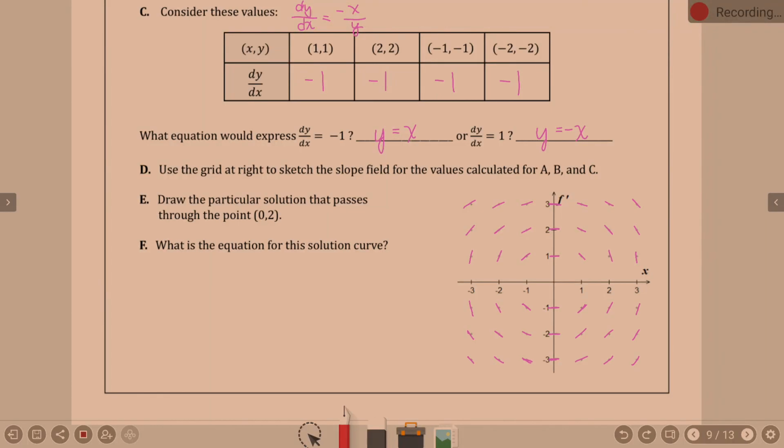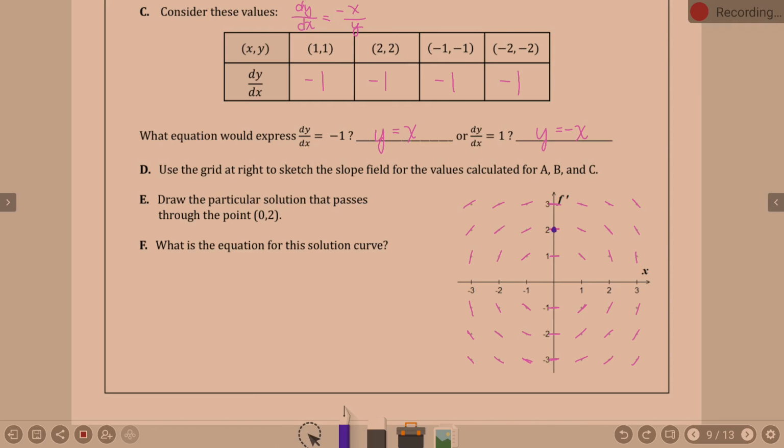Picking back up in lesson 7-2, we ended Wednesday by finishing our slope field. Officially, I don't think I'd written it down yet, but it talks about drawing the particular solution that passes through the point (0, 2). So I'll use a different color to draw a particular solution that goes through that point. What did we decide this is going to be?